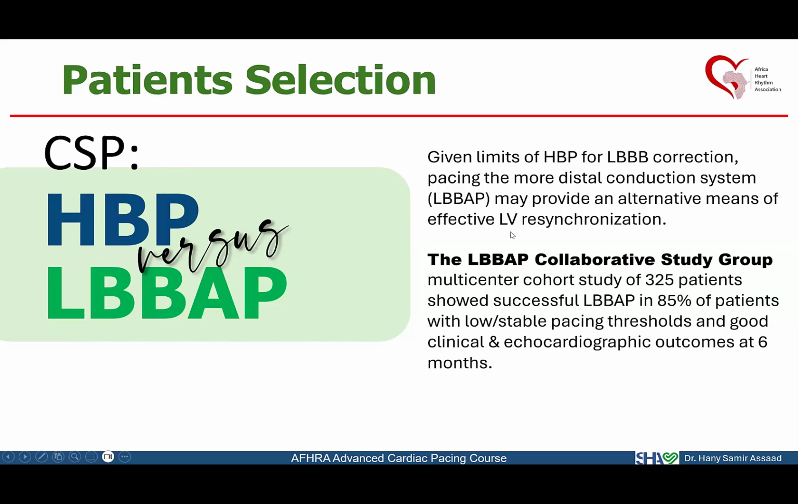And many studies have answered this question, and one of these is the Left Bundle Branch Area Pacing Collaborative Study Group that showed a success rate of more than 85%, with a low and stable pacing threshold and good clinical and echocardiographic outcome at 6 months.